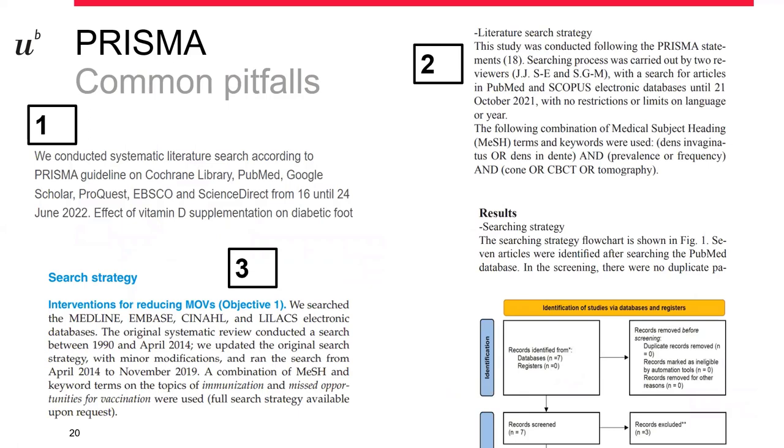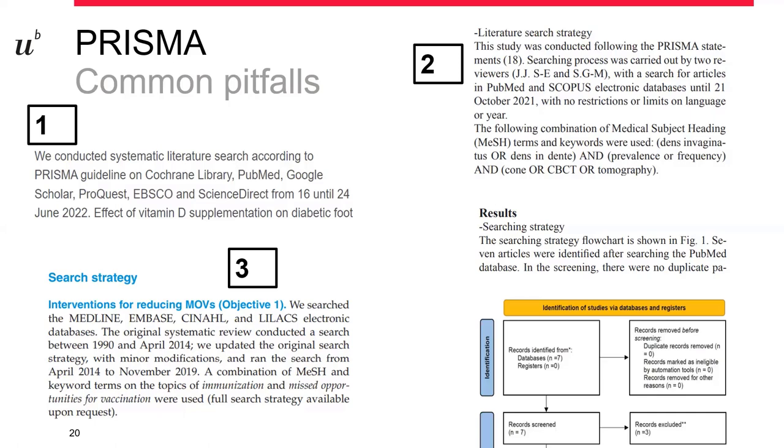And again, there are some other pitfalls that we do see. In the first example, the researchers state that they conducted a systematic literature search according to the PRISMA guideline. And again, PRISMA will not tell you how to conduct the search, right? It will only tell you what to report regarding your searching methods and to make sure that you have the full search strategies available. In the second example here, they do provide some additional information. However, they refer to their searching strategy as the flowchart, right? So you see here that this is the PRISMA flowchart, but this is not the searching strategy. A search strategy consists of the search terms and the syntax all together. And so this is not an appropriate application of PRISMA.